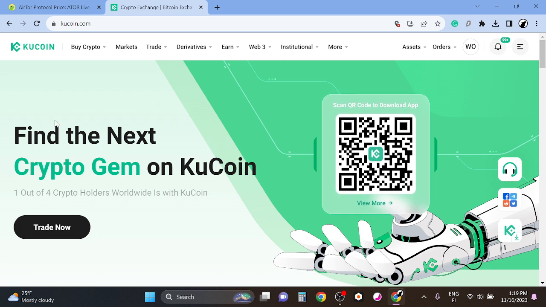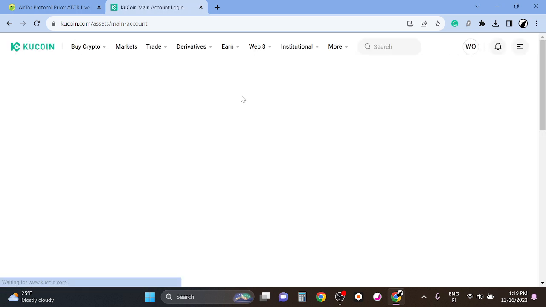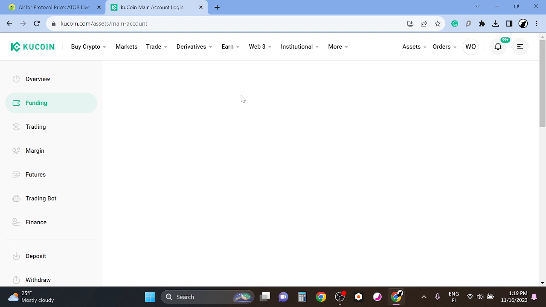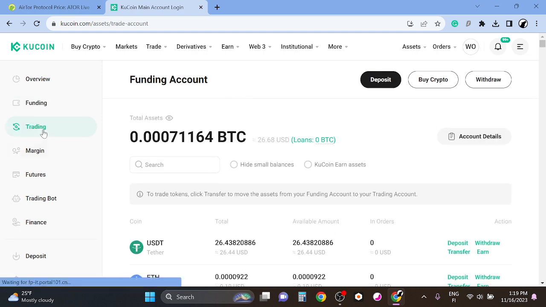So after you sign up, this is the first page you will see, and the sign up takes like 2 minutes. So when you go here, your assets, you will have your funding account. So you basically have two accounts in KuCoin: your funding account where you put the money, the fiat currencies that you buy, and then the trading account that you use to trade.